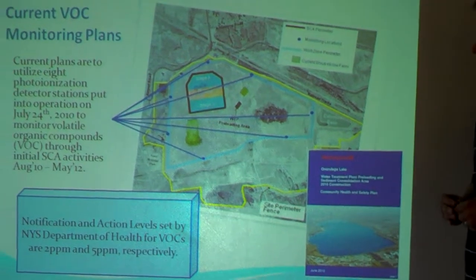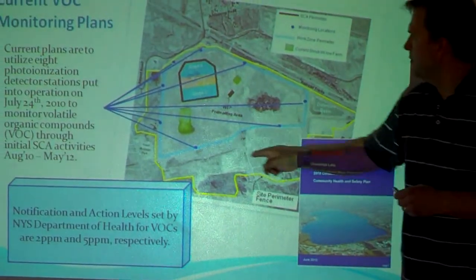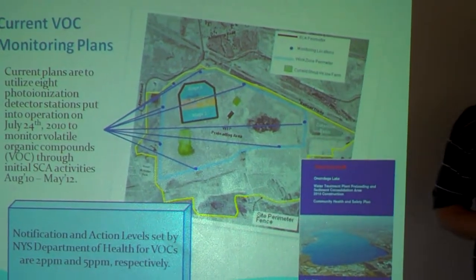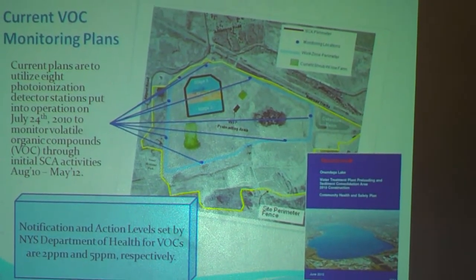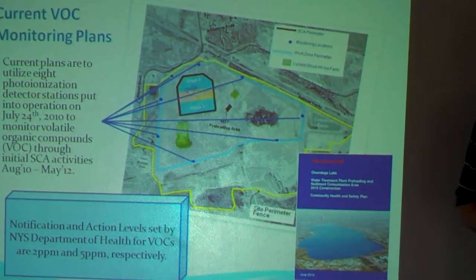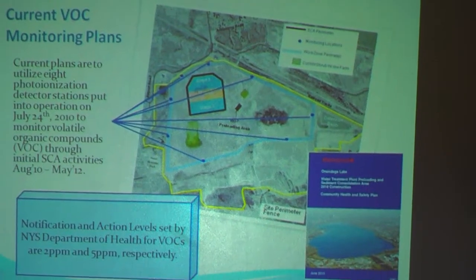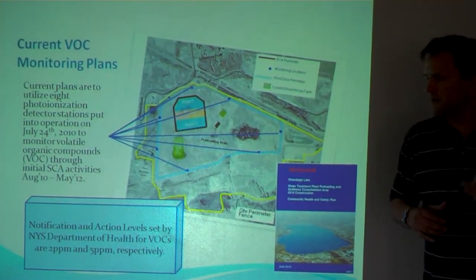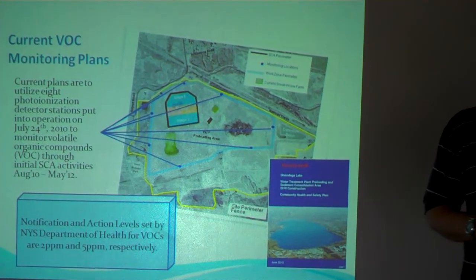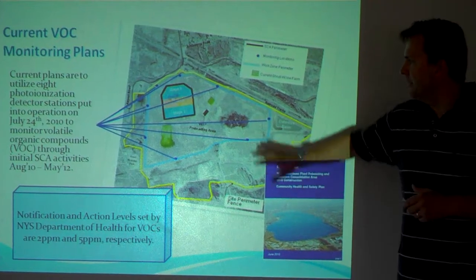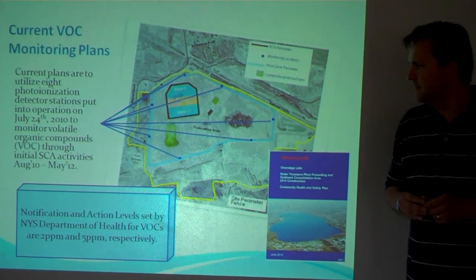As you can see here by the map, there's a blue line that defines a work zone perimeter. The dark blue dots around the perimeter are 8 photoionization detector stations along with dust monitors that have been put in operation as of July 24th. The photoionization detectors are to monitor volatile organic compounds in the air for the next 2 years while they're preparing this site for receiving the sediment.